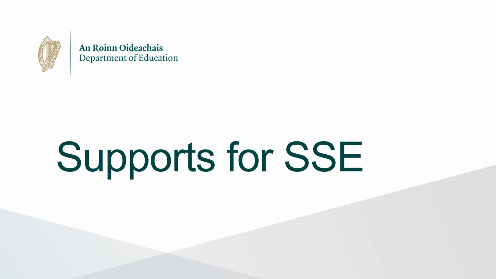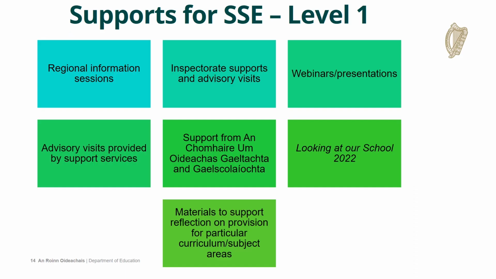In this section, we will take a look at the various supports that are available to assist schools in their work in SSE. In this third cycle of SSE, 3 levels of support will be available to schools to enable them to further develop their SSE processes. These 3 levels of support are laid out in the SSE Next Steps document. The first level relates to support from the Inspectorate and from the support services.